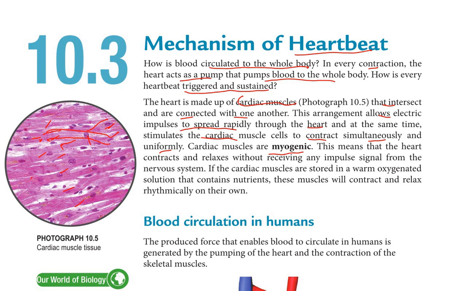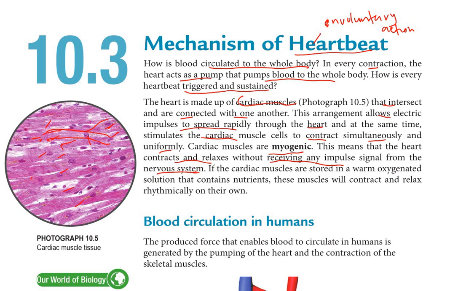Myogenic means that the heart contracts and relaxes without receiving any impulse signal from the nervous system. So that's what makes the heartbeat an involuntary action. You still remember we cannot control this action, because this cardiac muscle can contract and relax without receiving any impulse signal from the nervous system. So we don't have to wait for the nervous system to send the impulse to the heart so that it will beat. No, this muscle can contract and relax by itself.